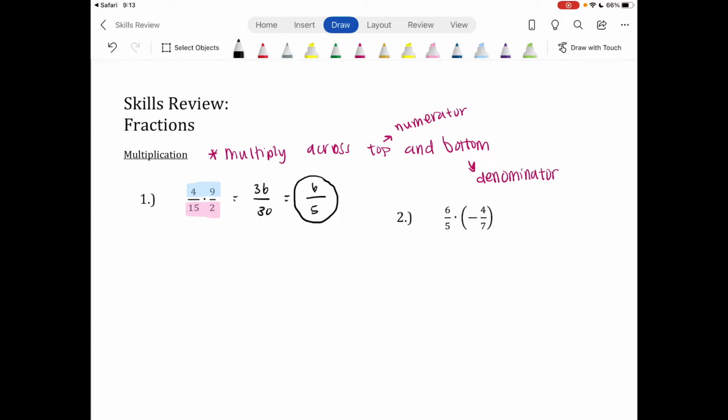Next example, we're going to do a similar thing, although this time we're multiplying a positive and a negative together. So we're just going to use our rules for multiplication with that. Starting off with the numerator, we're going to have 6 times 4, and that is 24. In the denominator, we have 5 times 7, which is 35. But then we had a positive multiplied by a negative, which means our final answer is negative. We check 24 and 35. They do not have any numbers in common, so that is our final answer.